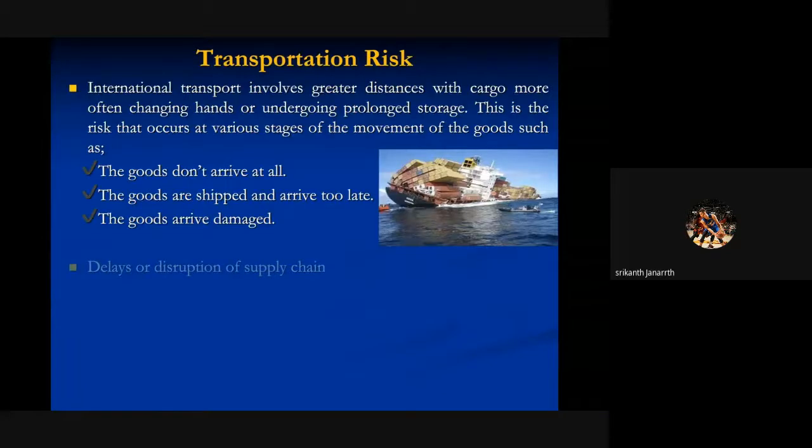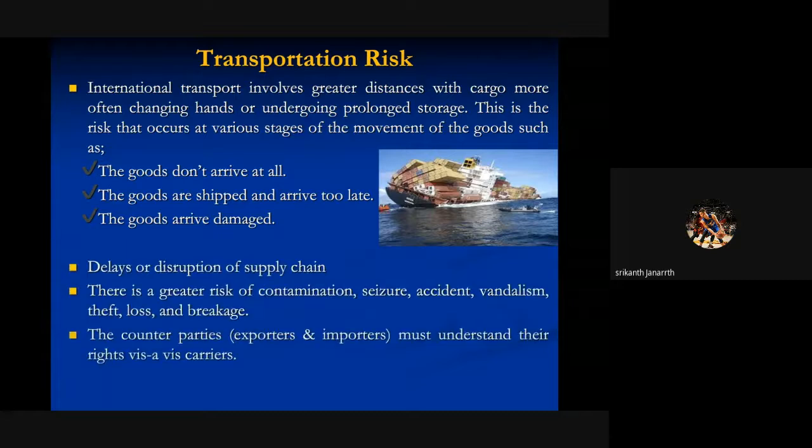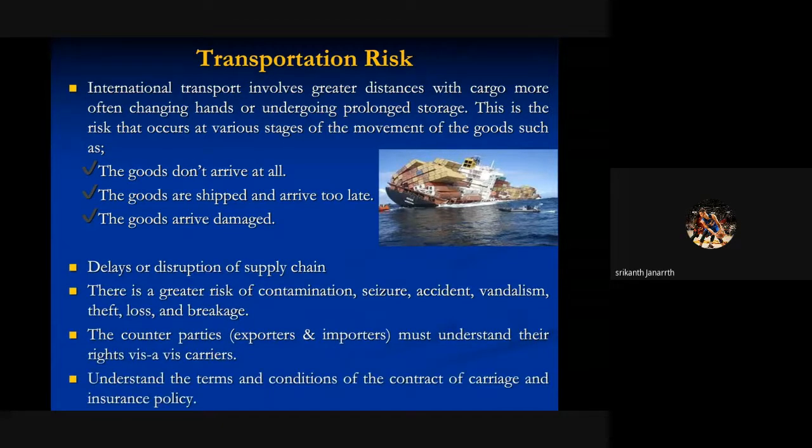Yeah, this is where the most damage occurs. The picture talks about the damages, transportation risk. This is again very important. The goods don't arrive at all. Look at what happened to the container that came and got stuck here in Sri Lanka. You know that, right? The vessel got into problems in Sri Lanka. The entire container is gone.